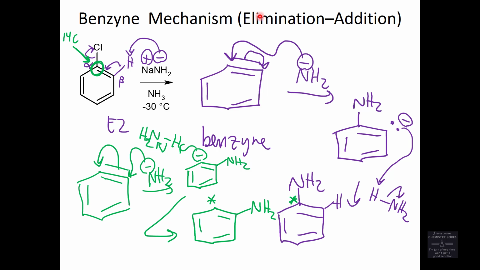I was ready to move on, but then I remembered I did not point out this is called an elimination-addition mechanism, because the first step was eliminate a beta hydrogen and then add your nucleophile. Meisenheimer is the opposite: addition, elimination. Benzyne is elimination, addition. Both of those mechanisms are nucleophilic aromatic substitutions. Both of those mechanisms require that you have a leaving group, and you're going to end up with some sort of nucleophile taking the place of that leaving group. Okay. Now we're really, really ready to move on to the next example.